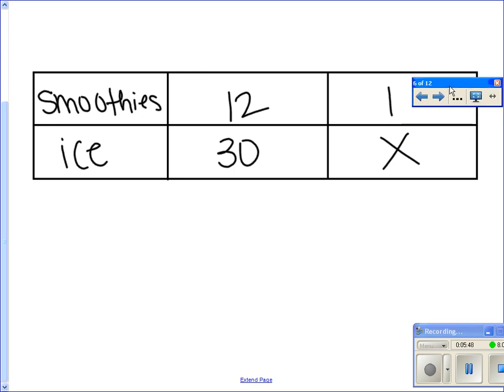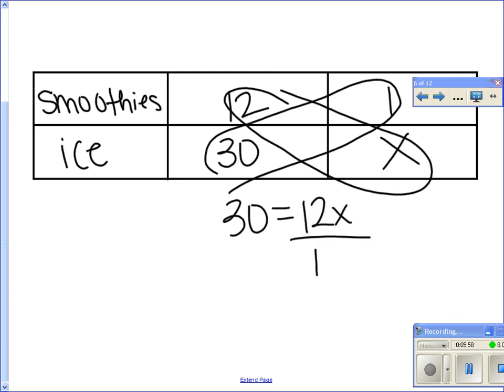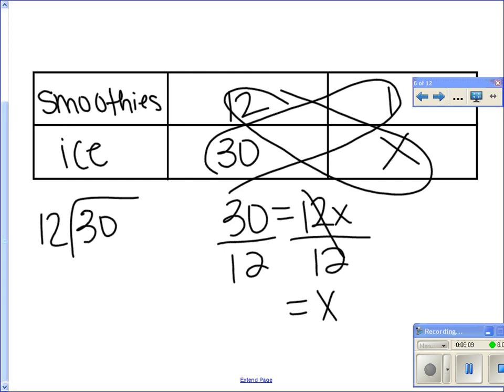Now we're going to cross multiply. 30 times 1 is 30 equals 12 times x is 12x. Divide both sides by 12. 12's cancel. X equals 30 divided by 12. Divide it out. 12 goes into 30 2 times. You get 24. 30 minus 24 is 6.